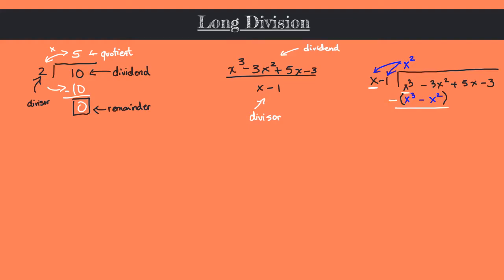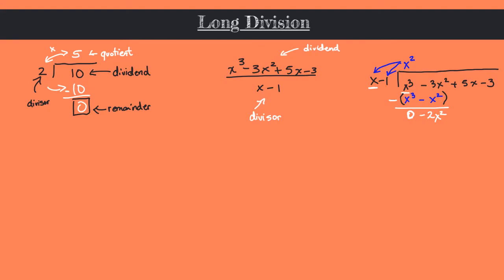Now, x cubed minus x cubed is simply going to be 0. And then negative 3x squared minus a negative x squared is the same as saying negative 3x squared plus x squared, which is going to be negative 2x squared. Okay? Now, if you're not sure about that, you probably want to do some review first and pause the video at this point. But if you are, let's keep going.